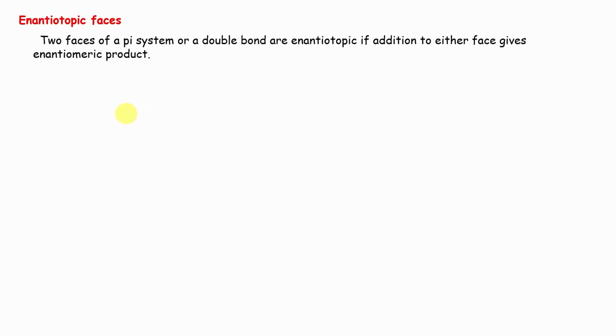Okay, now let us see what are enantiotopic faces. You know, the two faces of a pi system or double bond are enantiotopic if addition to either face gives enantiomeric products. See, for example, benzaldehyde on treating with methyl magnesium bromide, a Grignard reagent. The addition of this Grignard reagent may take place through the top face or through the bottom face. If the addition takes place through the top face, then we will get this alcohol. This newly formed chiral center has configuration R.